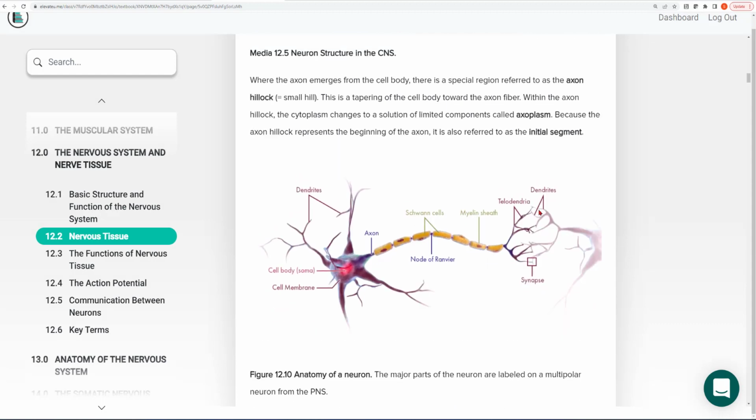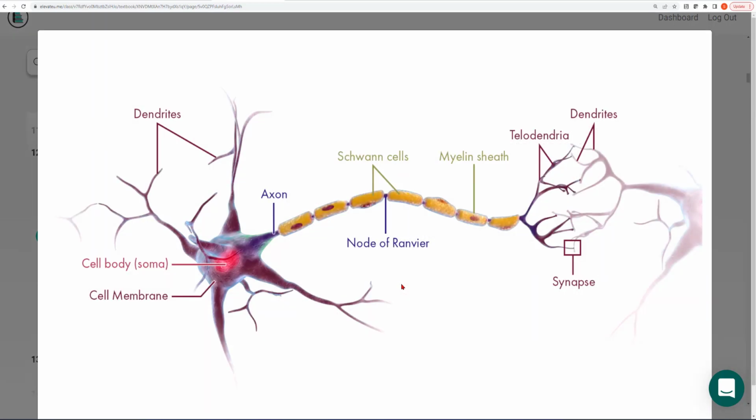Another unique term is this one, the initial segment. The initial segment is basically also this region called the axon hillock. So the axon hillock, let's take a look at this picture again, is right here. It's not labeled on this particular diagram, but you see this triangular region, right? This triangular region, this is referred to as the axon hillock. Axon hillock, like a little hill sort of thing.